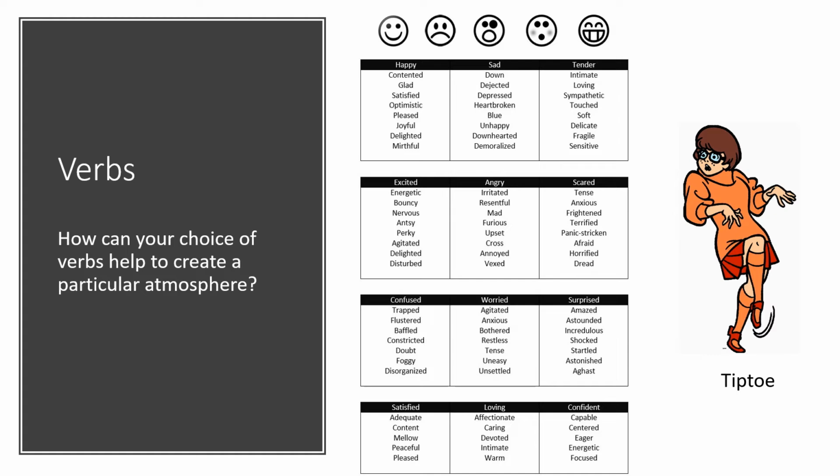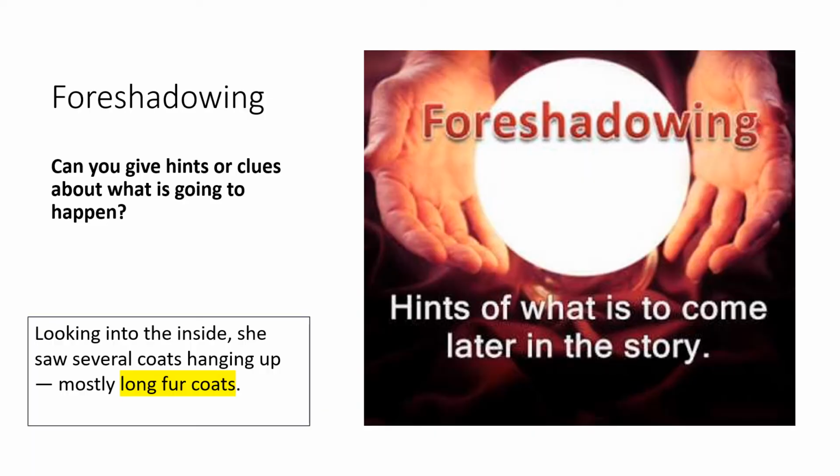As we've already seen, the choice of verbs can really help to create mystery and atmosphere. Think about Velma from Scooby-Doo. She doesn't just walk, she tiptoes. Foreshadowing, or giving hints and clues about what will happen later in the text, is a great method of creating mystery and atmosphere too. Think about the fur coats in the wardrobe before Lucy stepped into the snow of Narnia.